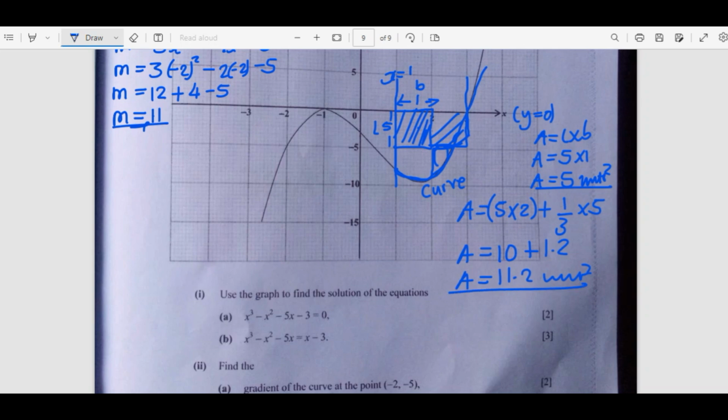And remember, these are just approximations, so you may find a different answer from this one. It doesn't mean your answer will be wrong. No, these are estimations. So that's it for this video. Thanks for watching.